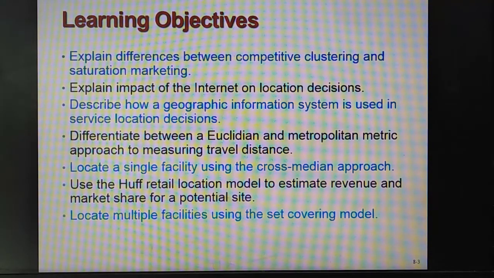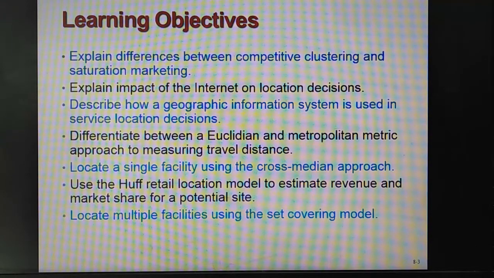First, I have to be able to make you understand explaining the differences between competitive clustering and saturation marketing. And I should be able to make you understand the impact of the internet on location making decision for deciding the best location for the business.